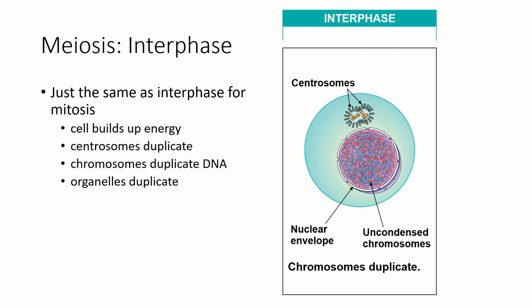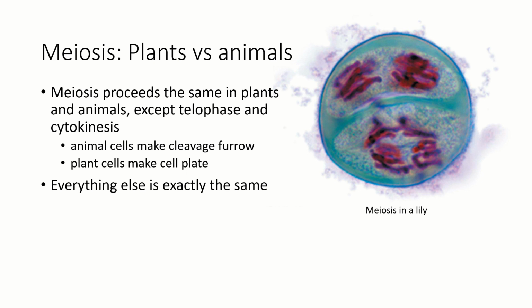All right. Interphase in meiosis is exactly the same as it is in mitosis. Doesn't matter what the cell is going to end up doing when it gets to M phase. The cell builds up energy, duplicates its chromosomes, duplicates the centrosomes, duplicates the organelles, all of that stuff. All of that happens in interphase. And meiosis is going to proceed exactly the same in plants and animals, just like mitosis. Until we get to telophase, everything is exactly the same in plants and animals.